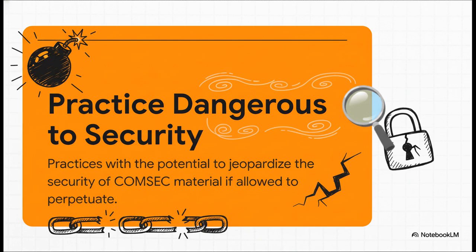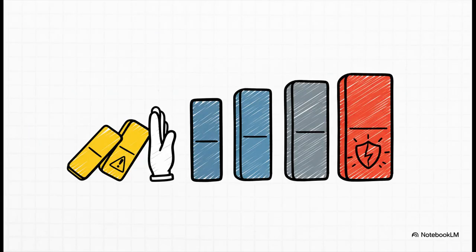It's kind of like a leaky faucet. One single drop of water isn't a flood, right? But if you ignore it, you are going to have a huge mess on your hands. A PDS is that first drip. It's a warning sign that you've got to fix before it turns into a major problem. Exactly. PDSs are the yellow flags of the COMSEC world. They're your early warning system. By catching them and correcting them, you stop them from escalating into something way more serious, a full-blown COMSEC incident.